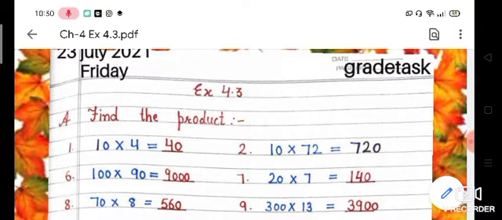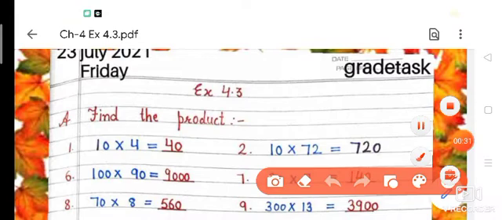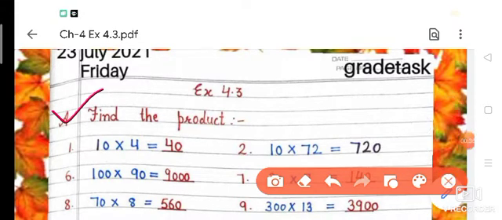So let us start with part A. Part A is find the product. What is the meaning of product? When we multiply any numbers, the answer which we get is known as the product. So the first part is 10 multiply 4. 10 fours are 40, that you know.